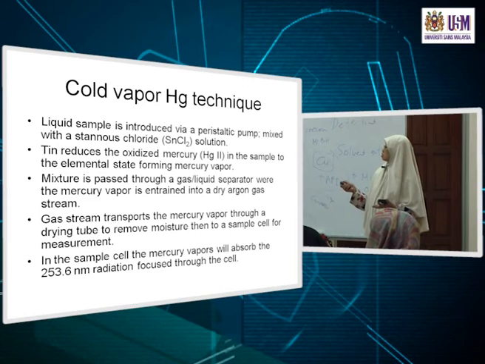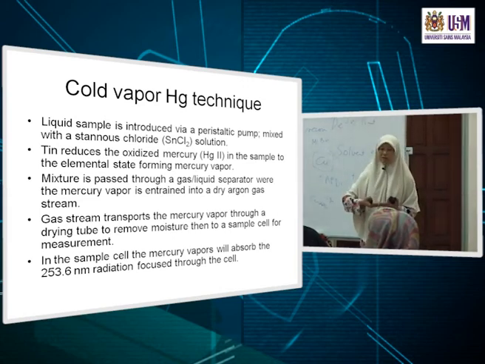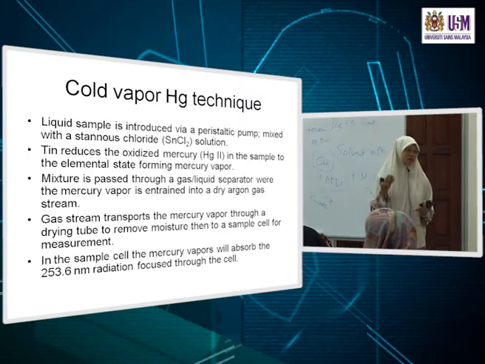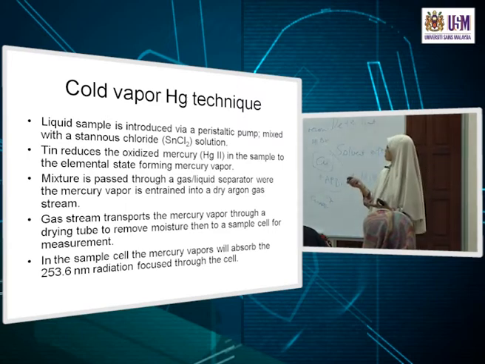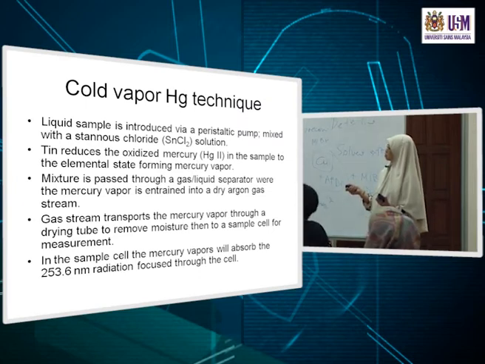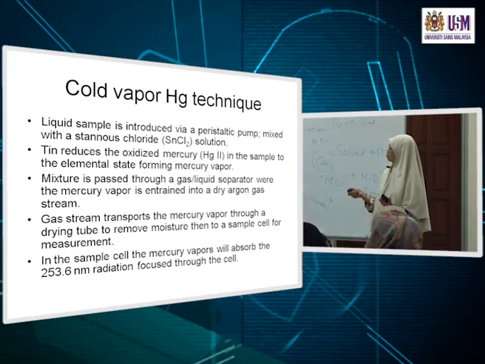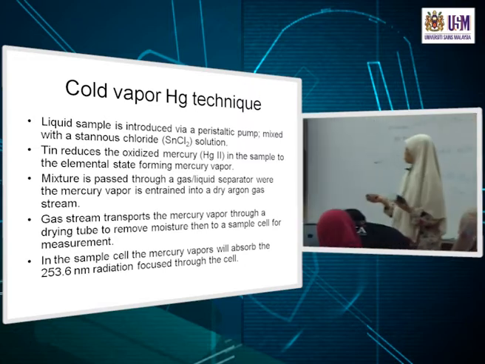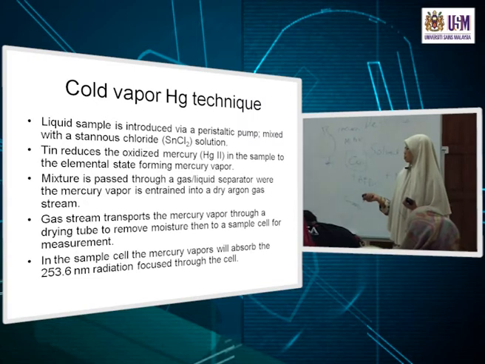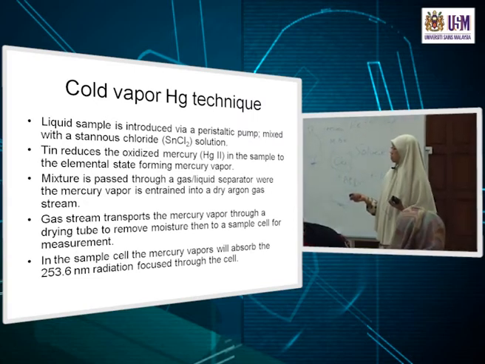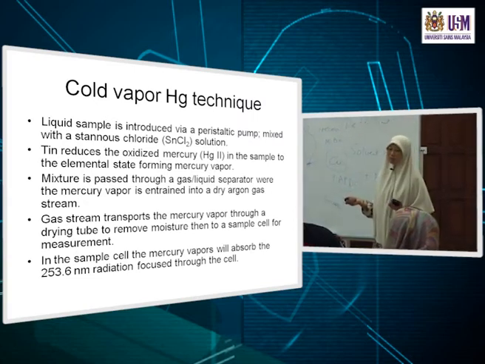And of course, very selective, because not all elements are volatile as mercury. So you use a somewhat different reducing agent, stannous chloride. The tin will reduce the mercury in your sample to the mercury vapor, which will then go into, you still need your quartz cell, and the mercury will absorb at 253.6 nanometers in the UV region, okay?